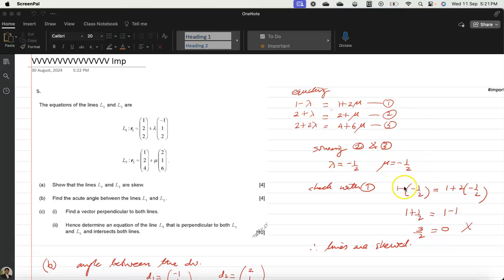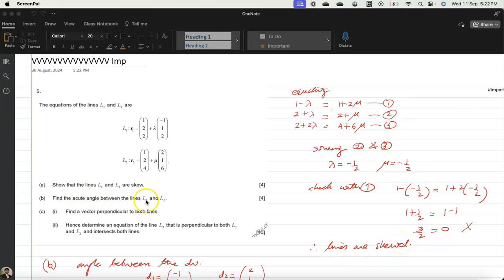So if I put this in equation 1, on the left hand side it works out to be 3 over 2. When I put minus half, the right hand side works out to be 0. So 3 over 2 is not equal to 0. It doesn't satisfy the equation. Therefore the lines are skew.